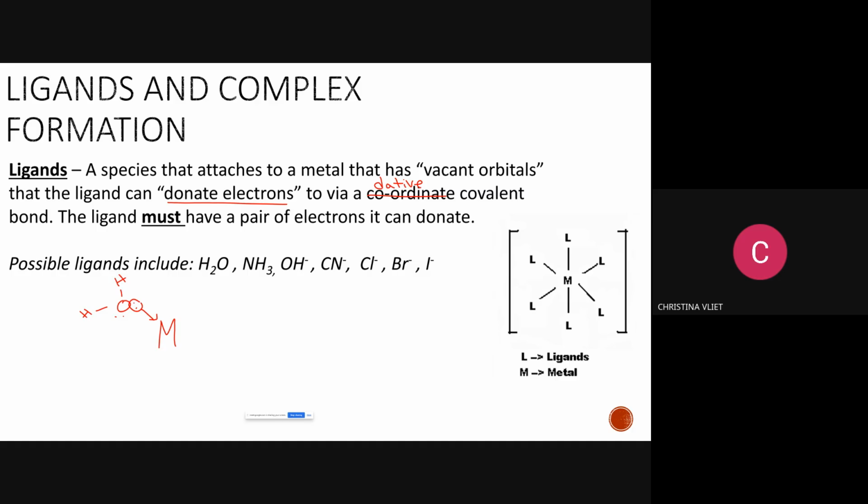The ligand must have a pair of electrons it can donate, or else it can't be a ligand. So there are certain things that can be ligands and certain things that cannot. These are possible ligands that you will encounter over the next few slides. Water, one of them. NH3, another one. Does that have a pair of electrons?